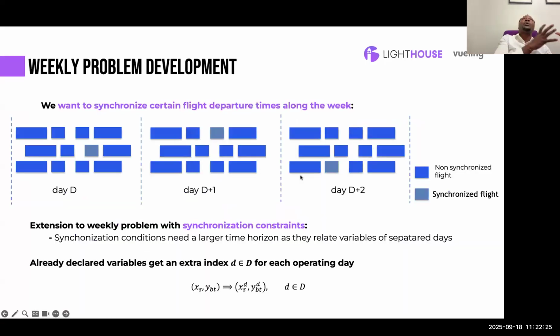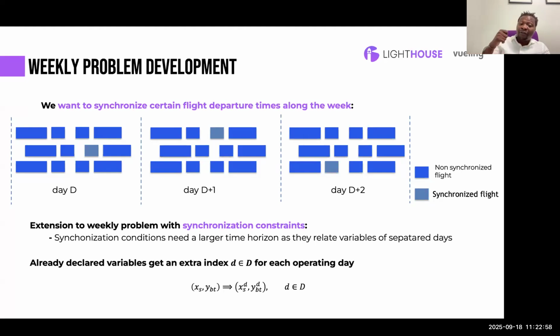Okay, what we have seen was about the daily model, but we also need to think a little bit about the weekly planning, because we need somehow to maintain all the patterns that work daily in the weekly pattern. So we need somehow to synchronize certain flight departures along the week, for instance, along the month also.